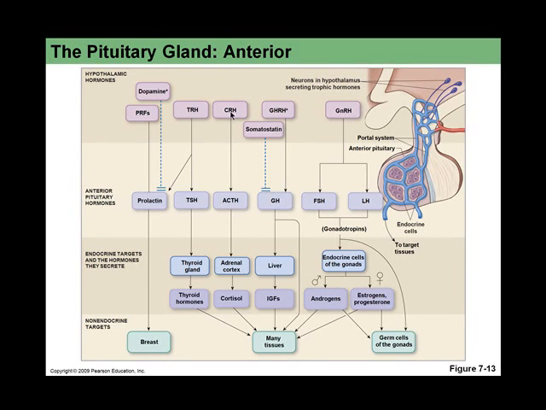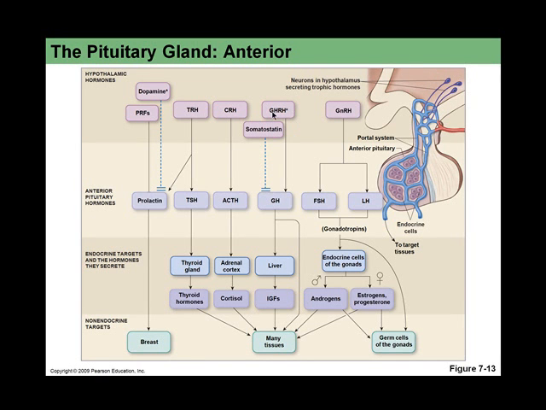CRH, corticotropin releasing hormone. Corticotropin is ACTH, adrenocorticotropic hormone. So the CRH stimulates the release of ACTH that targets the adrenal cortex for the cortisol production. Not the aldosterone. The adrenocortical androgens are affected to some degree, but not the aldosterone that we saw before. And there's target cells distributed in many tissues.